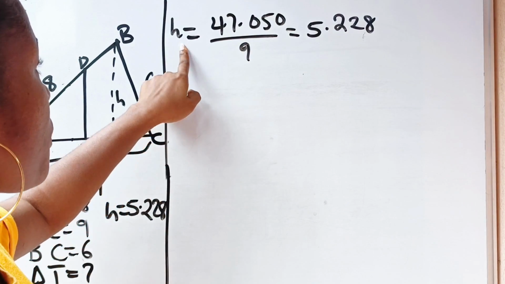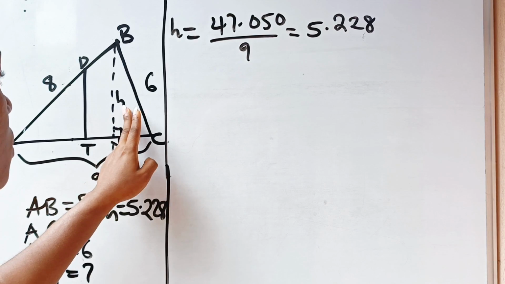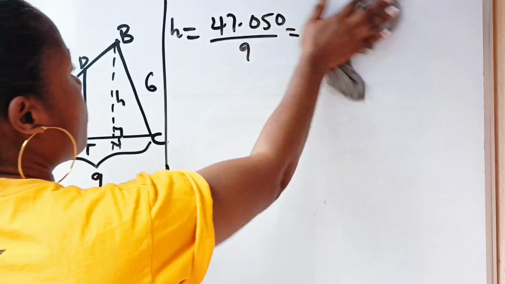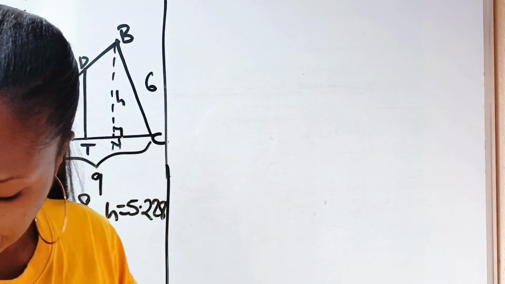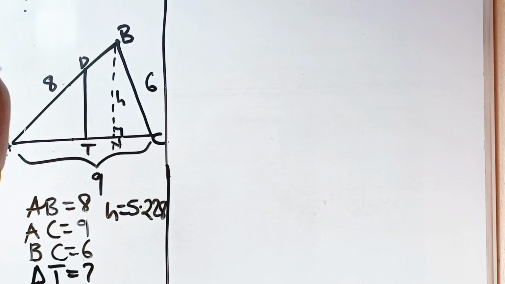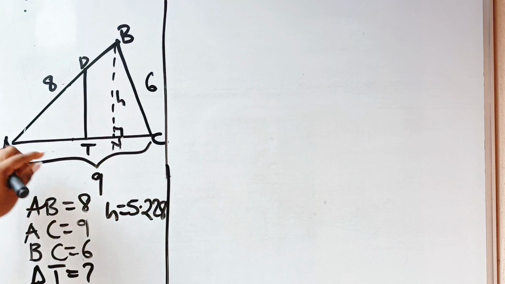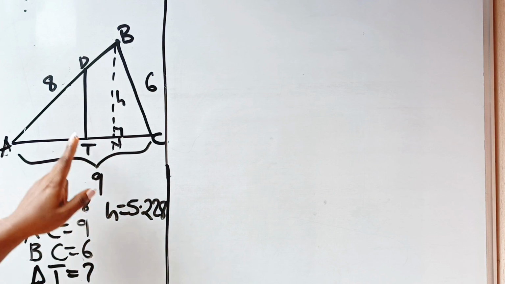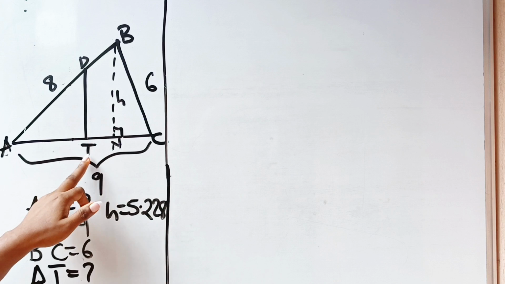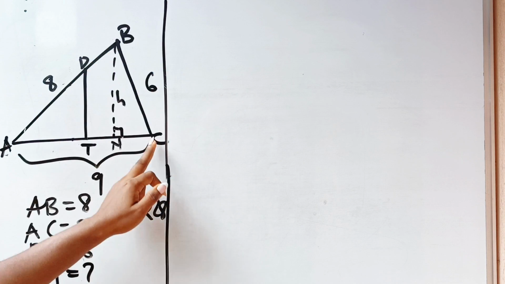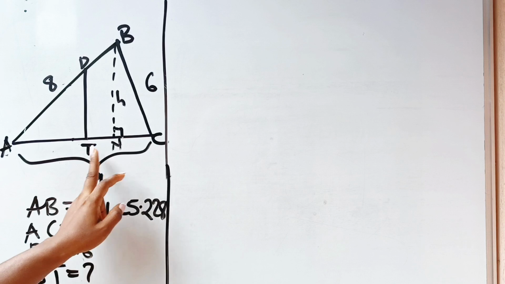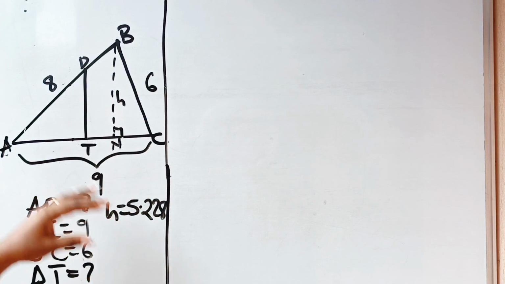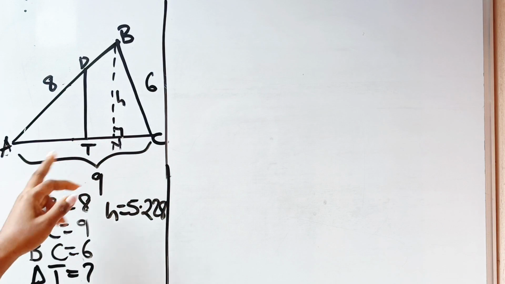So back to what I was saying, we have gotten our height and I've written it down. I don't want to write it here so that this figure or this diagram will not look too choked up with numbers. Now that I've gotten this height, the area of triangle ADT is very easy to get, because for them to tell us that the area of ADT is equal to the area of DBTC, it means that the area of ADT is half of the area of this triangle.